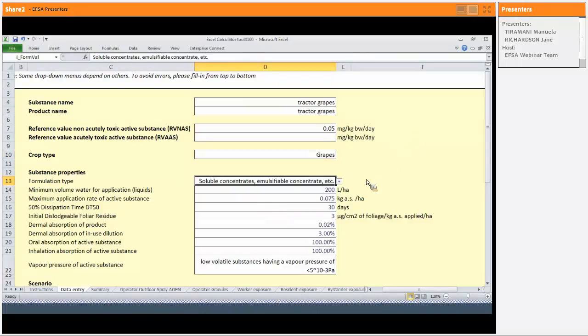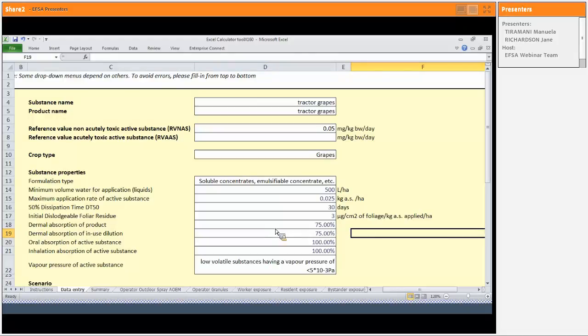And then we need to fill in, again, the minimum in litres per hectare of water used for application. And the critical value, of course, is the application rate of 0.025. We leave the defaults as is. And in this case, we're going to assume that we have no information on the dermal absorption of the product, and in this case 75 is considered to be an acceptable default value.